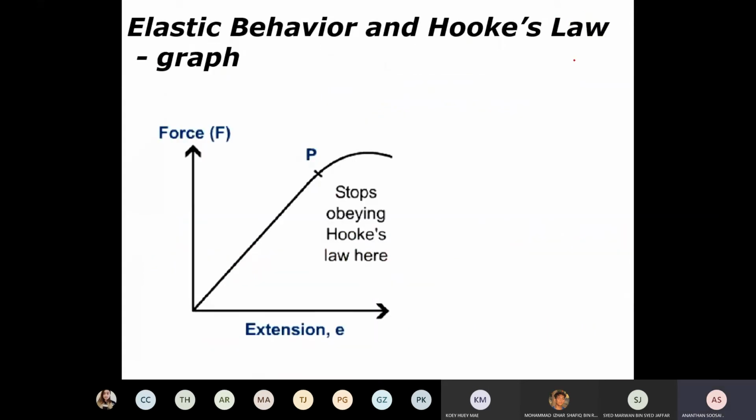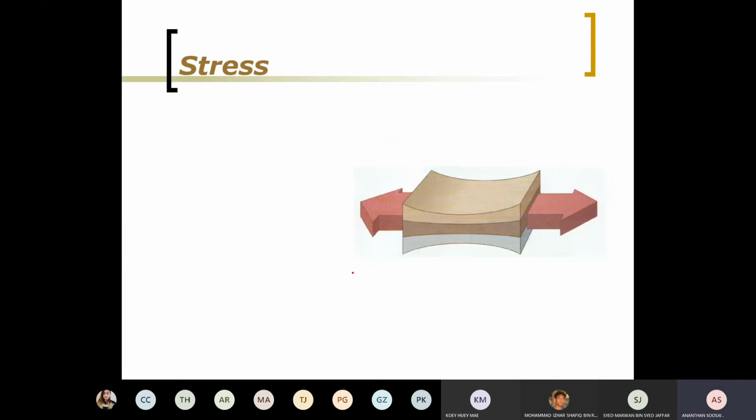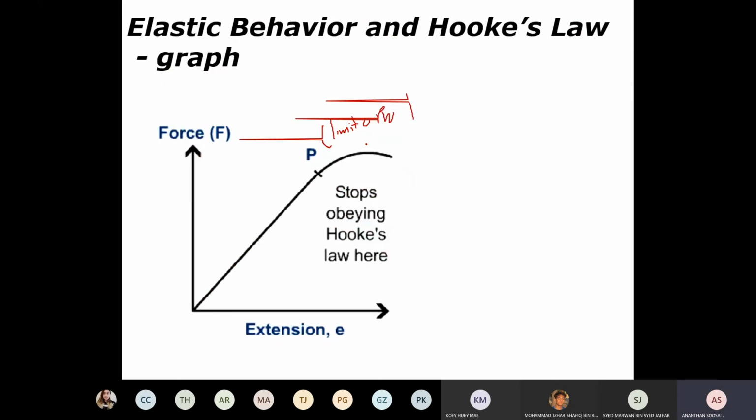So, elastic behavior, Hooke's law graph. If you plot force versus extension, at the tip of the straight line region, this point P is called the limit of proportionality. This is the one I told you about now. So that's about Hooke's law.